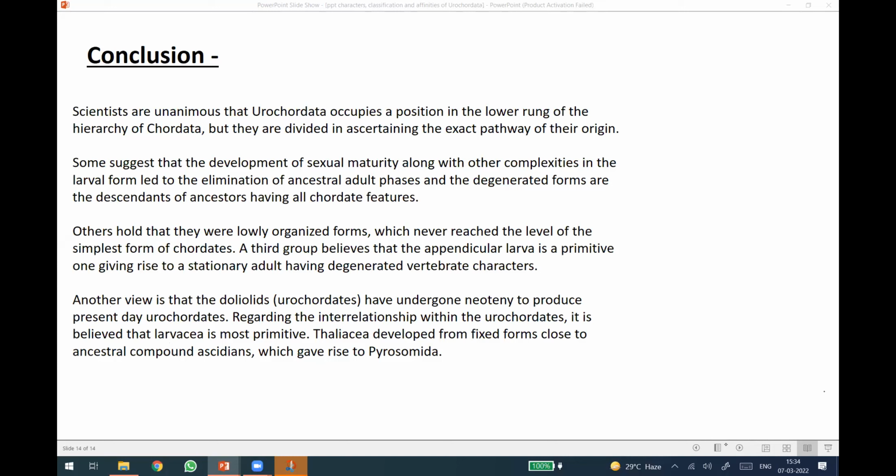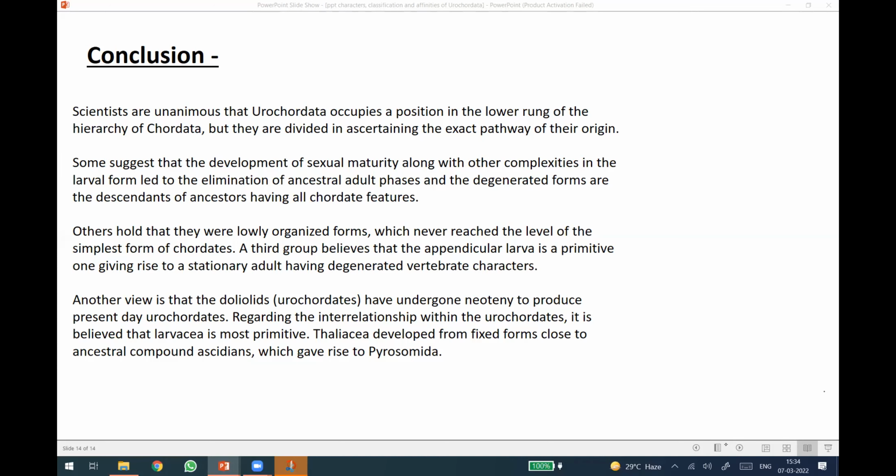So finally, we can reach this conclusion. There are still controversies. बहुत सारे Urochordata, as we have seen, Protochordata का formal classification और phylogeny अभी तक established नहीं है. Urochordata occupies a position in the lower rung of hierarchy of Chordata, but they are divided in ascertaining the exact pathway of their origin. There are 3-4 views of the phylogeny of Urochordata where it can be placed into the evolutionary tree.